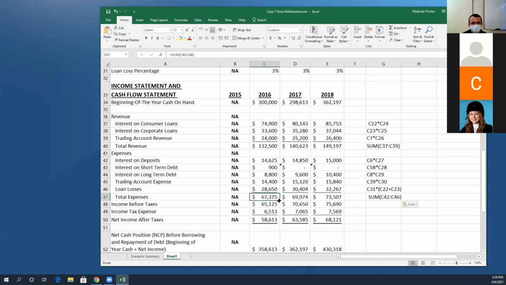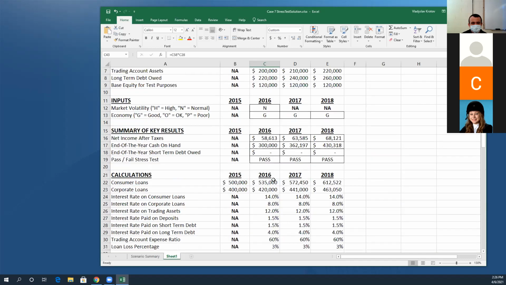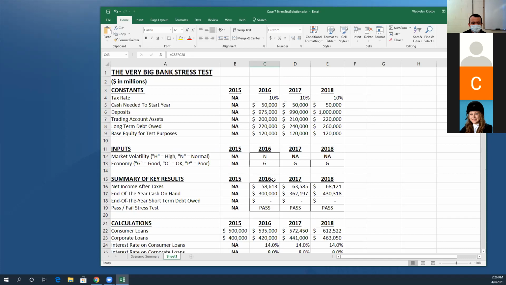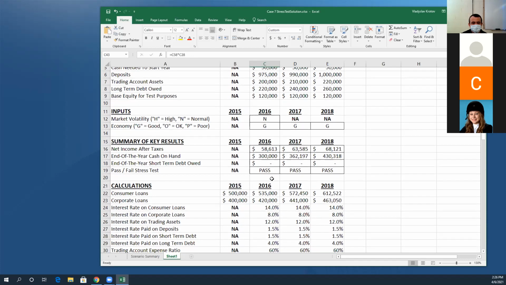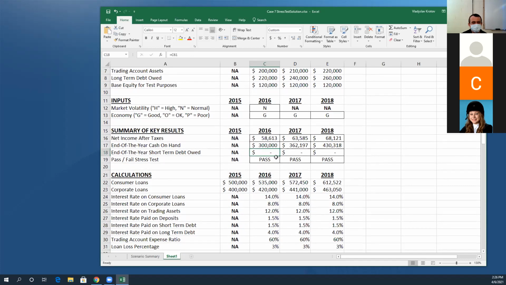Mine for C43 is not 900, it's just a dash. And the summary of key results, I don't have the other prime numbers besides 300,000. So your summary of key results, do they look like this?